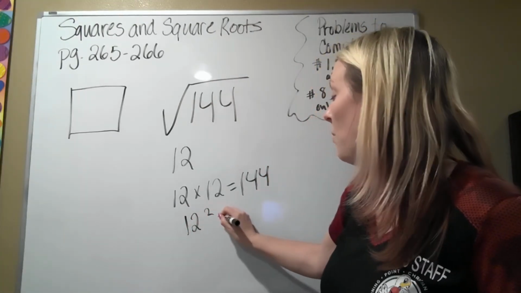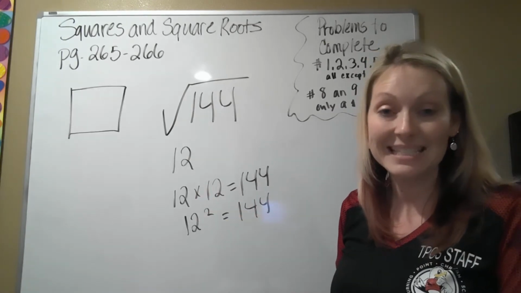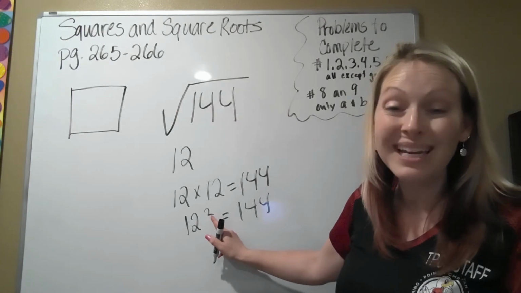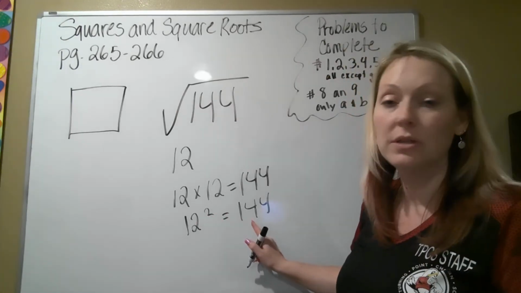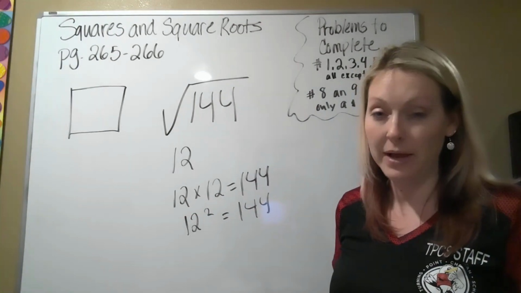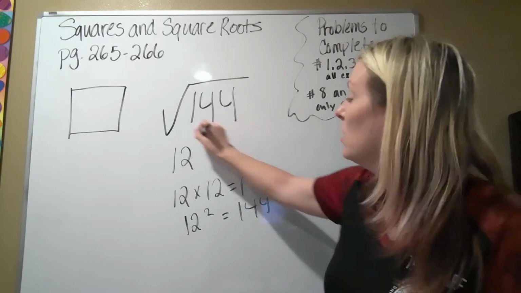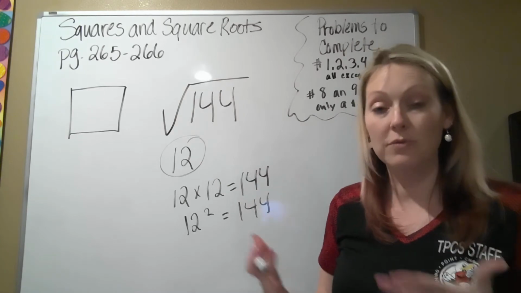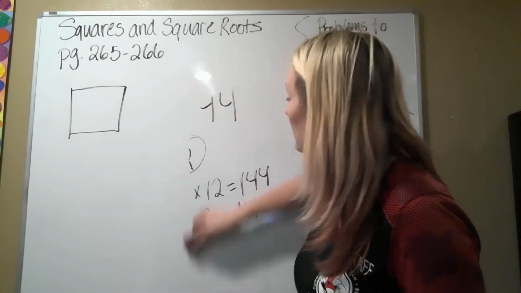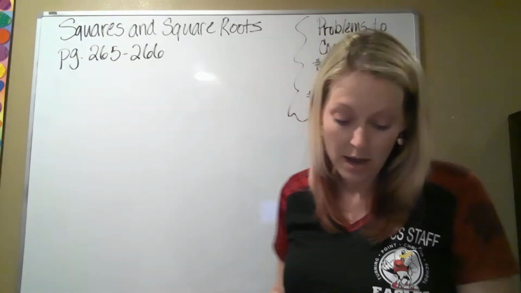Or 12 squared equals 144, which we know means the exact same thing, because 12 squared, meaning the exponent is a 2, would be 12 times 12, which would equal 144. So the answer to the square root of 144 would be 12, because 12 times 12 equals 144. See how this is all working out? Okay, so let's take a look at our problems for the day.